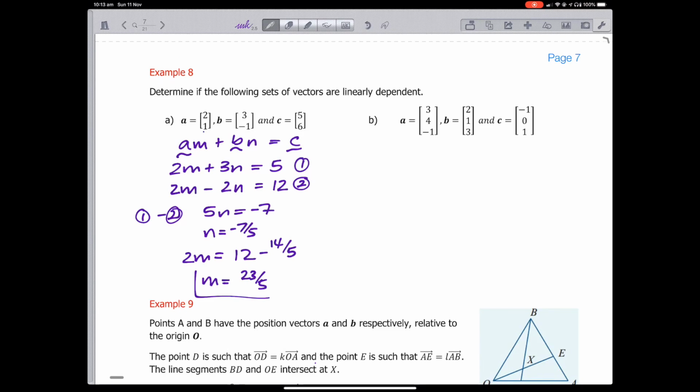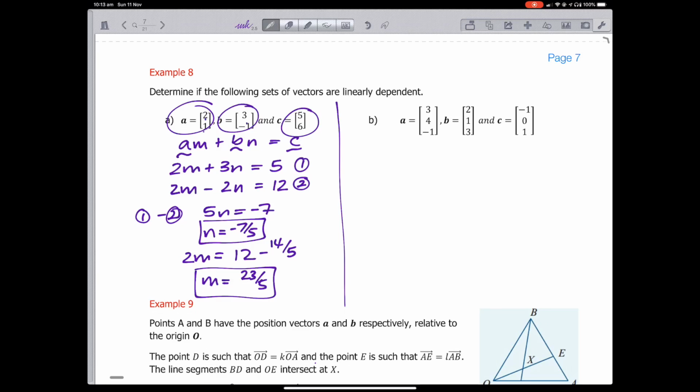So what that means, if m was to equal 23 on 5 and n was to equal negative 7 on 5, if I multiplied these values, I would get this vector here, because none of them are parallel, they span the whole three-dimensional plane. So they are linearly dependent. I've got a three-dimensional vector in a three-dimensional plane, obviously. Just realized how stupid that sounded.